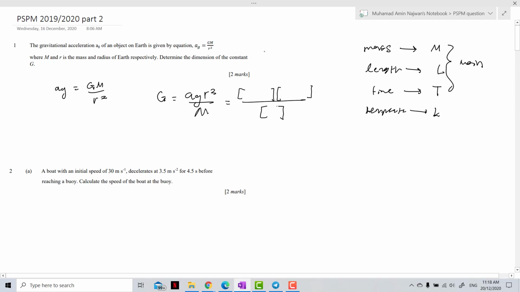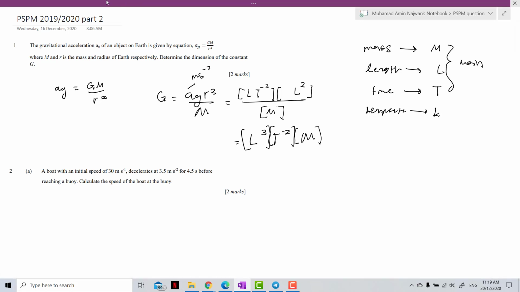The dimension here. So, selepas korang dapat tahu ni, korang kena buat individually lah. Okay, acceleration is ms negative 2 kan? Which is length times time negative 2. So, L T negative 2. Then, R square ni is length square. Selepas tu, mass is the M. So, if you bawakan M ke atas, you darabkan sekali, you akan dapat here the final answer of L cube T negative 2 M. Okay, nak buat dalam ni pun boleh, tak ada beza.